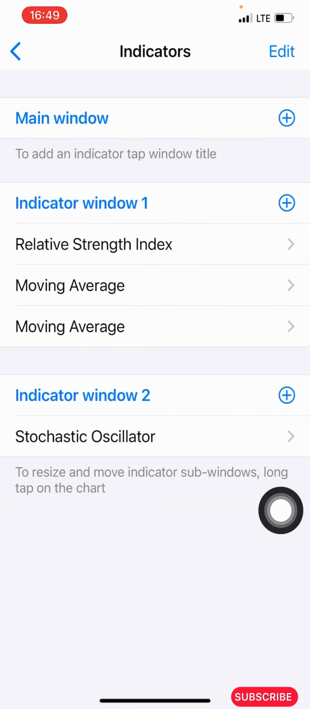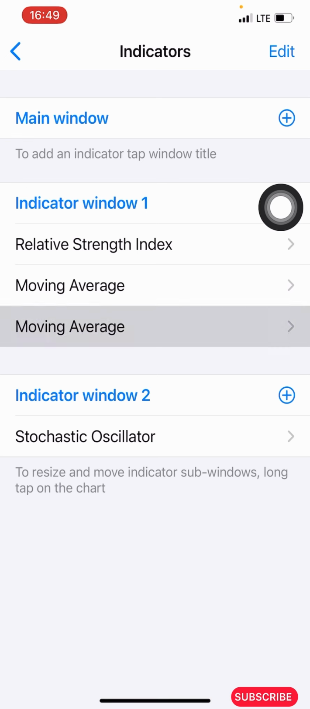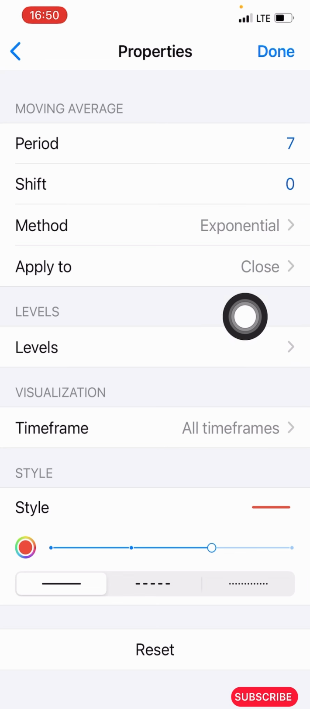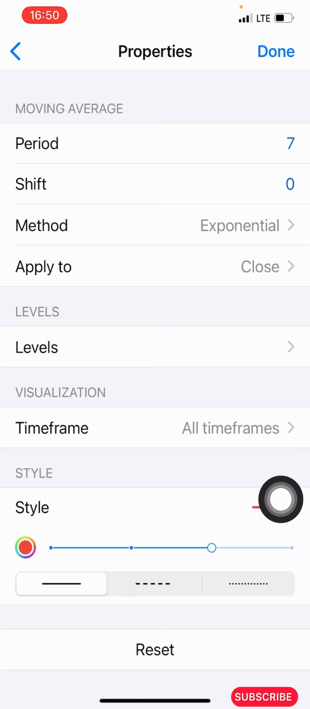The next indicator here is still a moving average. You click on this plus icon again, and you search for your moving average. Now you make the period 7 and you change the color to red. That is the two things you need to change. After that, you click on done.